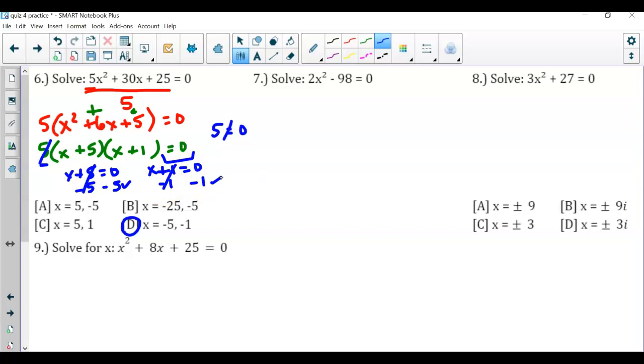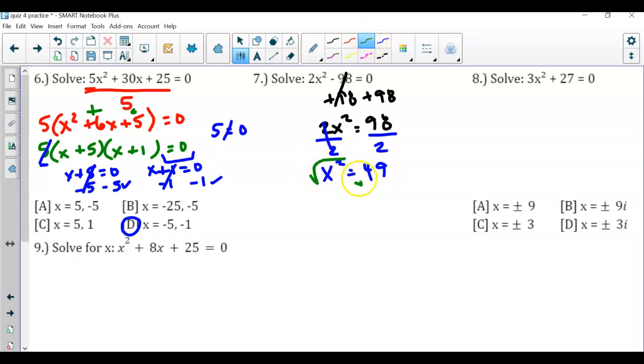Question number 7. You are solving, and then notice how there is no x, it's just the two terms. So I'm going to solve this by square root method, where here we would always add or subtract first. So I'm going to add 98 to both sides of my equation. Now I've got 2x squared is equal to 98. Now divide by 2, because x was still being multiplied by 2. X squared is equal to 49. Now we're just taking the square root of 49, and x is equal to plus and minus 7.